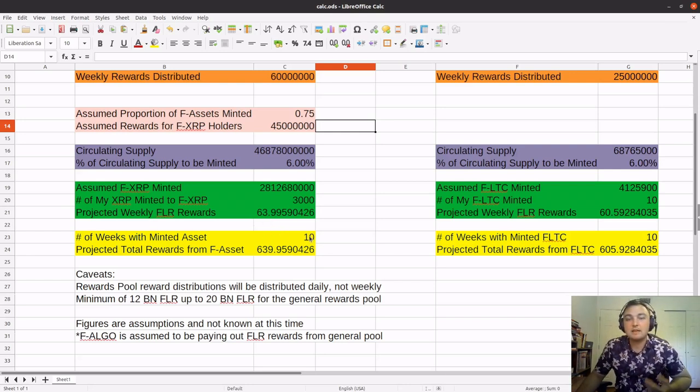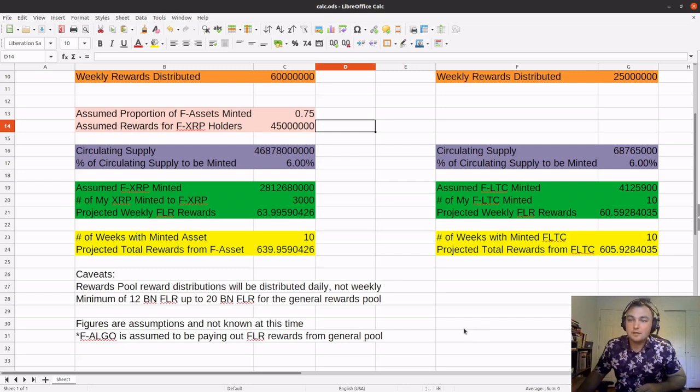Assuming we say mint that for 10 weeks because why not? We're looking at 639 Spark tokens per 10 weeks. Now, since Litecoin has a dedicated pool, say we were to mint 10 Litecoin, again, assuming 6% of the circulating supply gets minted into FLTC, we're looking at about 60 FLR or Spark tokens per week based on our 10 FLTC minted. This gives us about 605 Spark tokens for 10 weeks of minting FLTC.